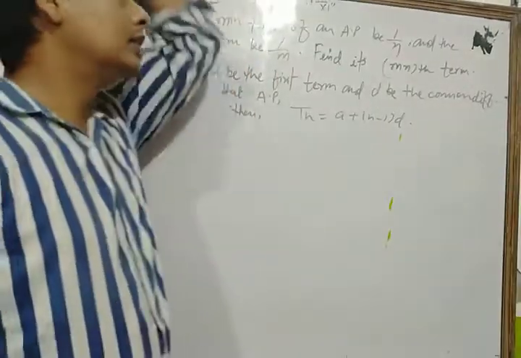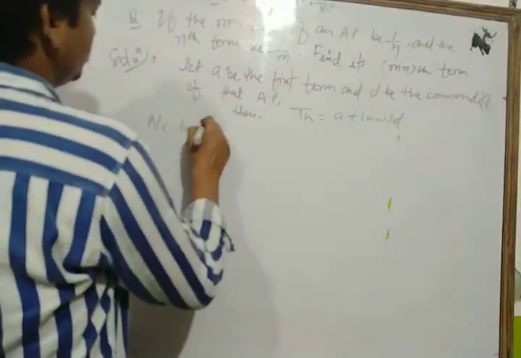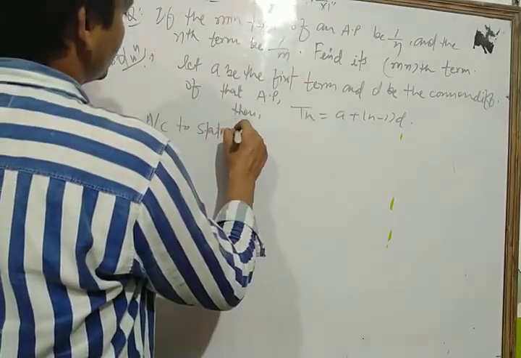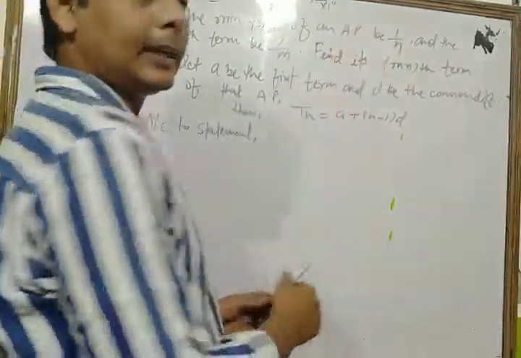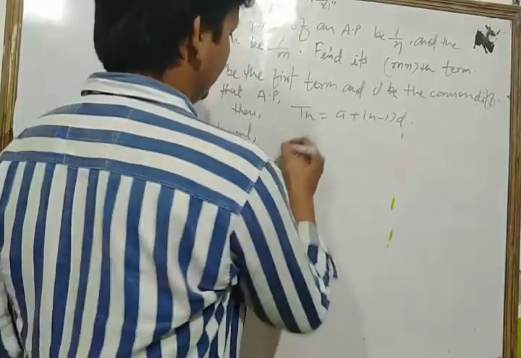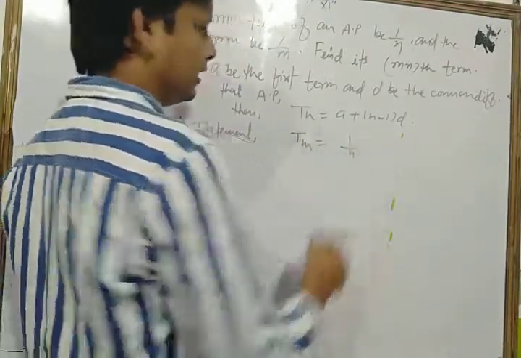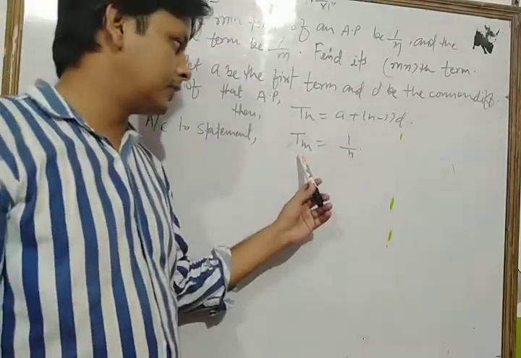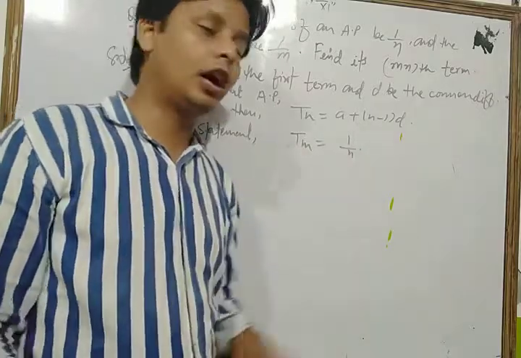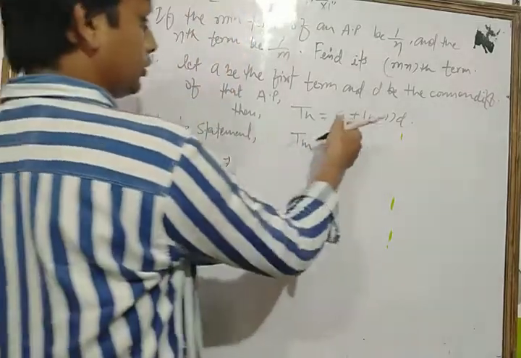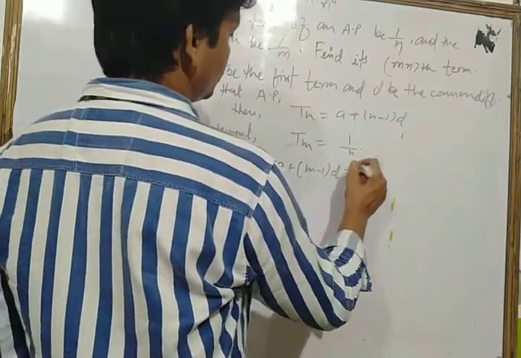Now dear students, according to the statement, the mth term of an AP is 1 by n. The mth term is 1 by n, so we have Tm is equal to 1 by n. Now we put, according to equation 1, we have A plus m minus 1 into D is equal to 1 by n.